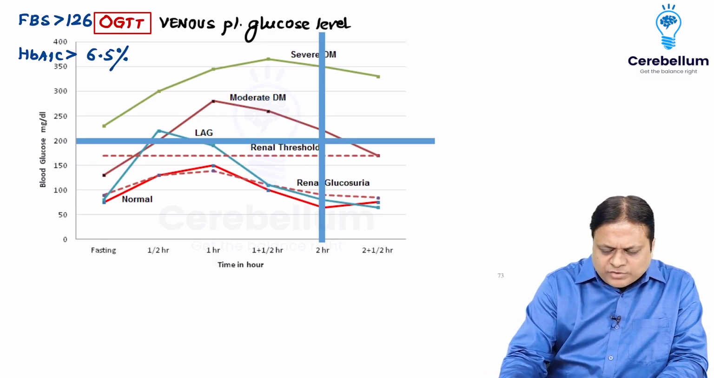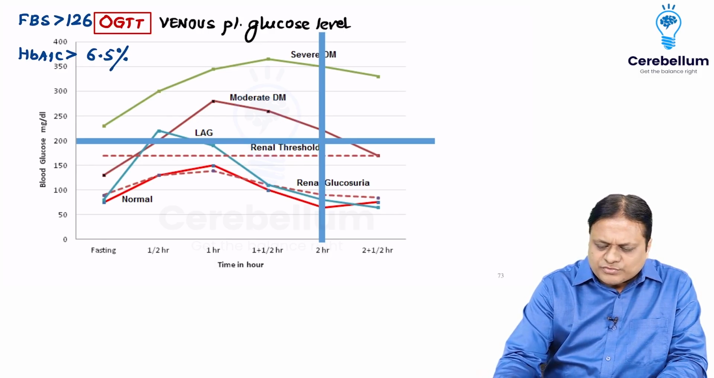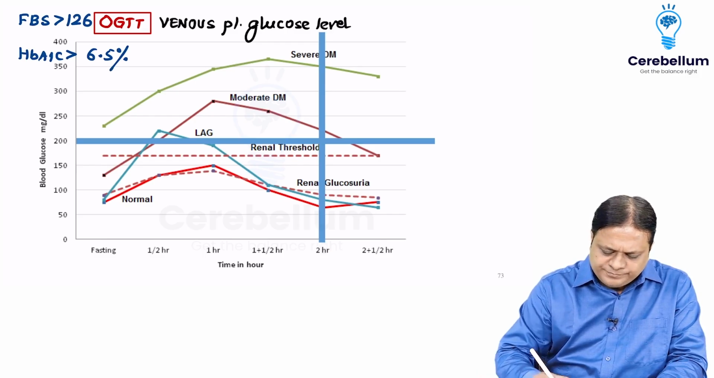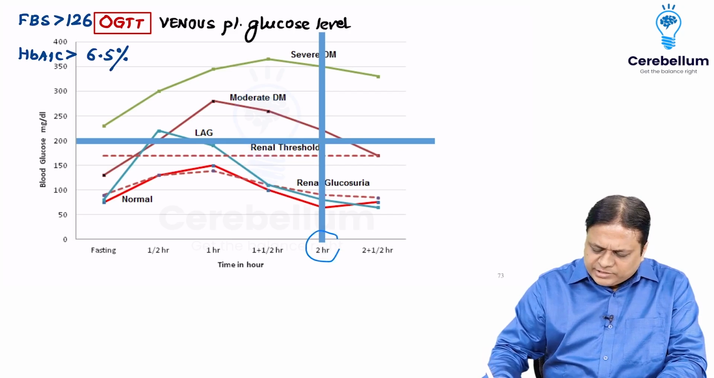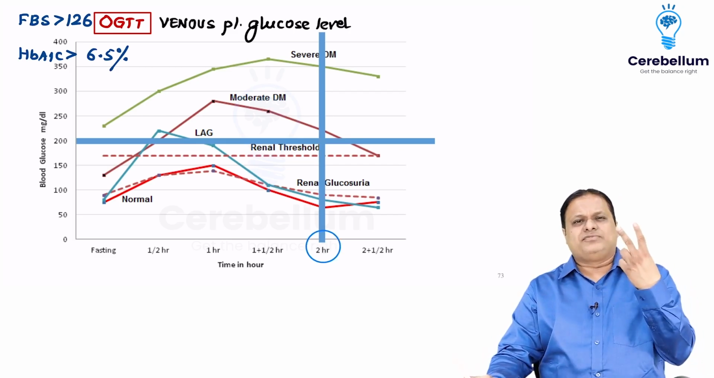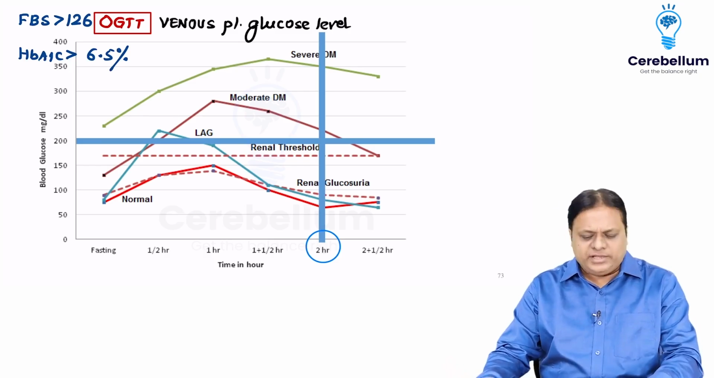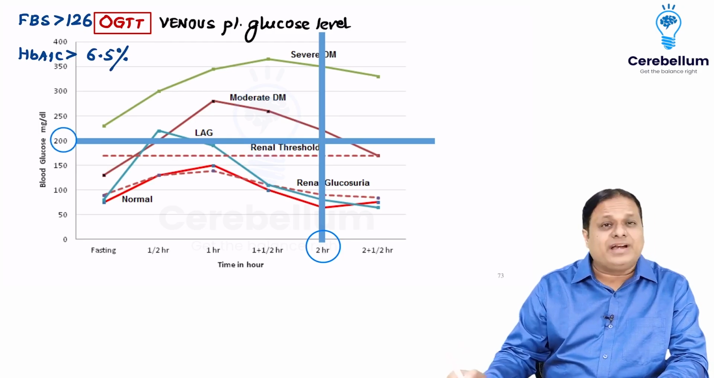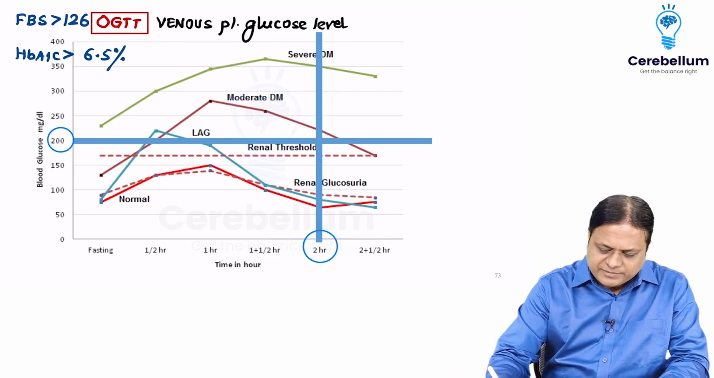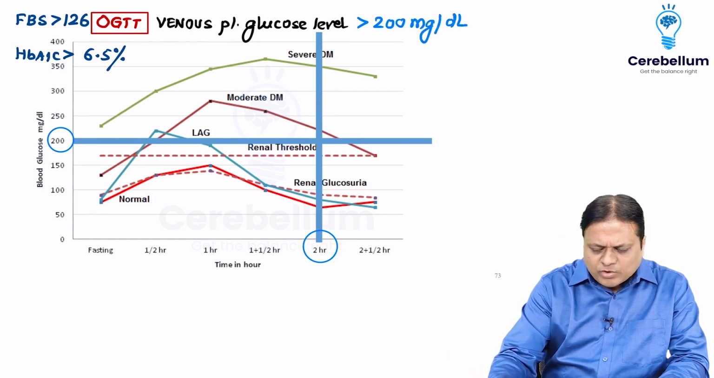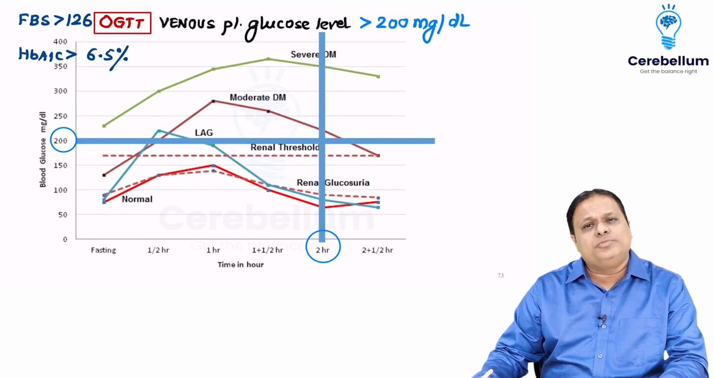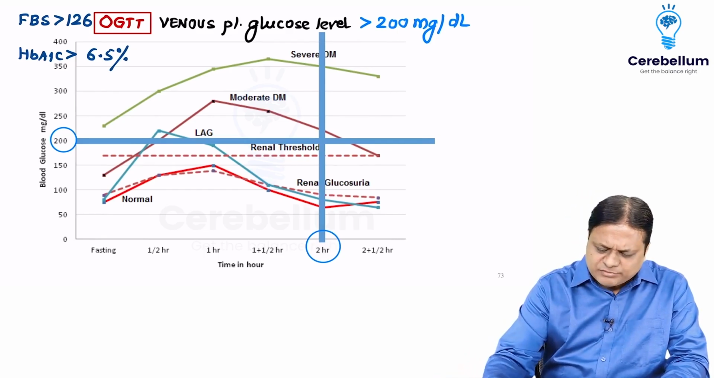And what is the cutoff? For this cutoff, we choose the 2-hour reading. So you take multiple readings: baseline, half hour, 1 hour, 1.5 hours, 2 hours, or even later. But for diagnosis, we take the 2-hour reading. If it is more than 200 milligram per deciliter, that is confirmatory of diabetes mellitus. Treatment should be started. So look at the image carefully.